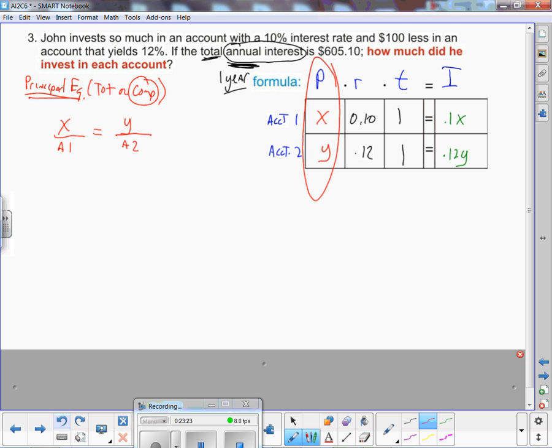Now, don't forget, I've got to come back to my comparison. All right, so let's read it. John invests so much in an account with a 10% interest rate and 100 less in the 12% account. 100 less in the, so this one is less. See, if I just do that, I'm going to be able to easily know how to make this 100 work. All right, the right-hand side is less. How do you make it equal? Add the amount it's less by. X equals Y plus 100.